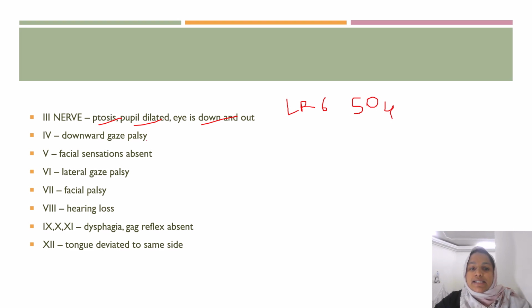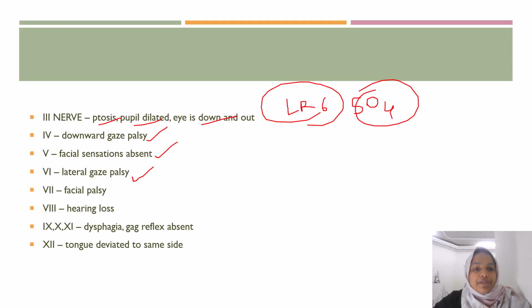4th cranial nerve lesion is concerned with impaired downward gaze because it is supplying the superior oblique. Fifth cranial nerve, facial sensations on the same side will be absent because that is the one carrying all the sensations, pain, temperature, pressure, everything from the face. Sixth cranial nerve, they'll present with lateral gaze palsy because the lateral rectus is supplied by the sixth cranial nerve.